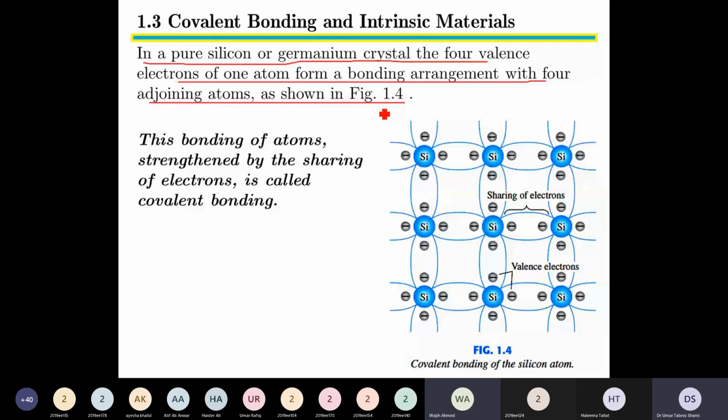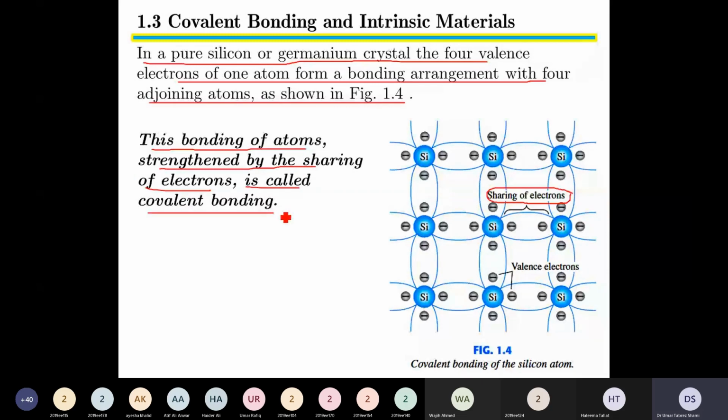Now, this arrangement that you see is called the crystal. It is called the single crystal of silicon because we see no other atom or element besides silicon. Now, this sharing of electrons is the covalent bonding, which I've highlighted with red color. The definition is: the bonding of atoms strengthened by the sharing of electrons is called covalent bonding.